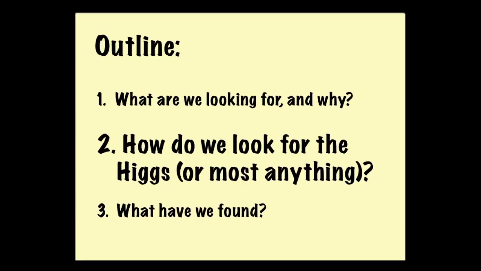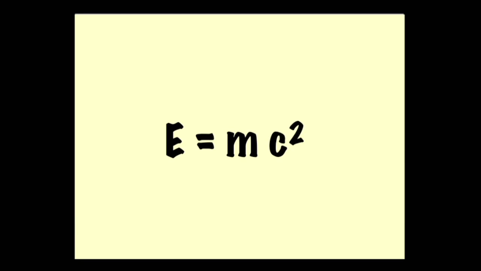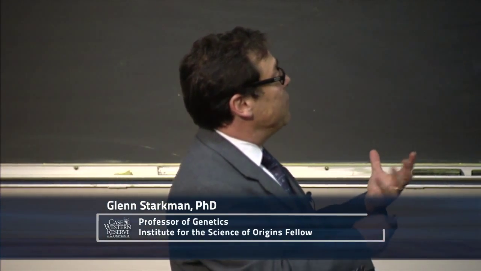OK, so we want to look for this particle called the Higgs. And the question is, how do we look for the Higgs, or really most anything that we haven't made yet? How do people go about discovering new fundamental particles like the Higgs? And at the root of it is this equation, E equals mc squared, which is very famous, and I'm sure you recognize it. And it says that if something has mass, then it has energy. That's what it says. So if I have a particle that has mass, like the Higgs particle turns out to have mass, I have to have a certain amount of energy to make it.